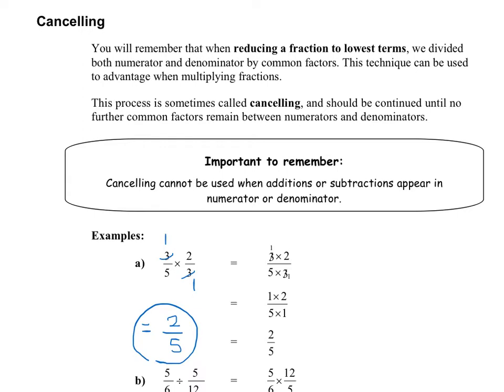Now the other important thing to remember about cancelling across a multiplication sign is that the sign does need to be a multiplication sign. It cannot be an addition or a subtraction sign.